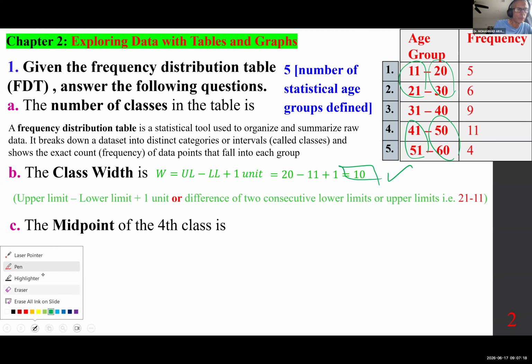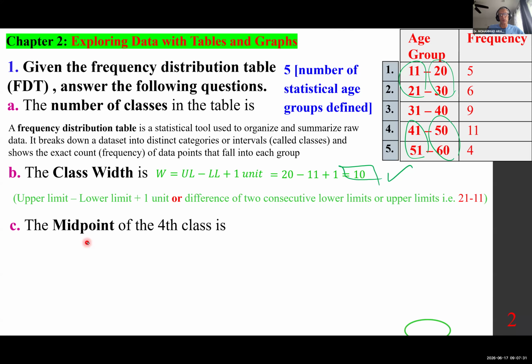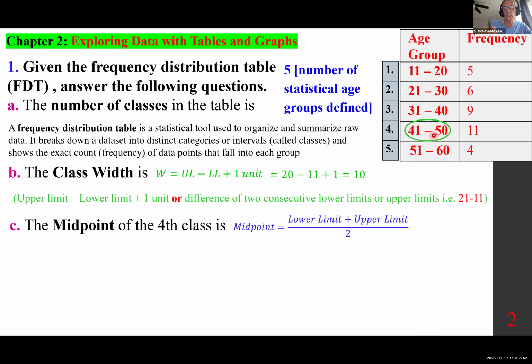Again, I want to erase my work. The midpoint of the fourth class, the midpoint is really the average for that class. So you pick the given class and you add up the limits and divide it by 2. So we are talking about the fourth one, this one, 41 and 50. This is the lower limit, this is the upper limit. So the formula, midpoint is lower limit plus upper limit divided by 2 for each class. So that makes it 41 plus 50 divided by 2, which is 45.5. That's how we find the midpoint.